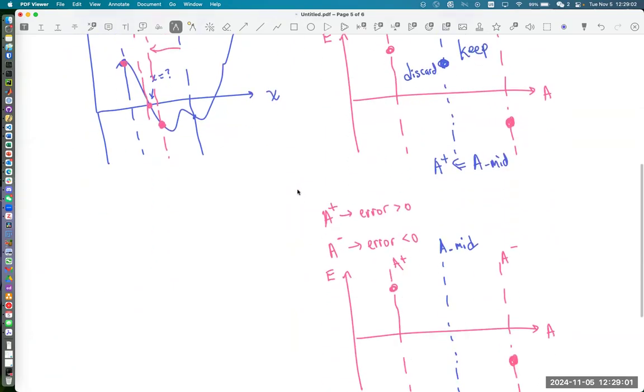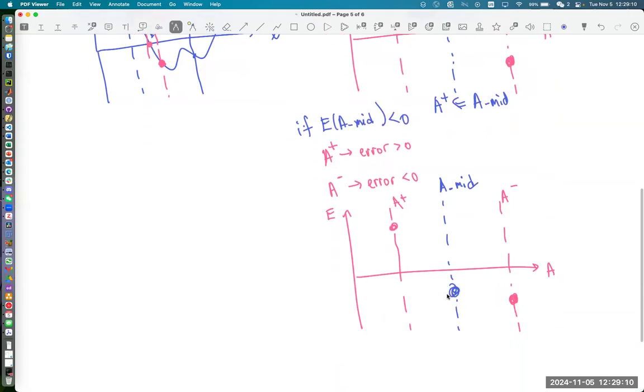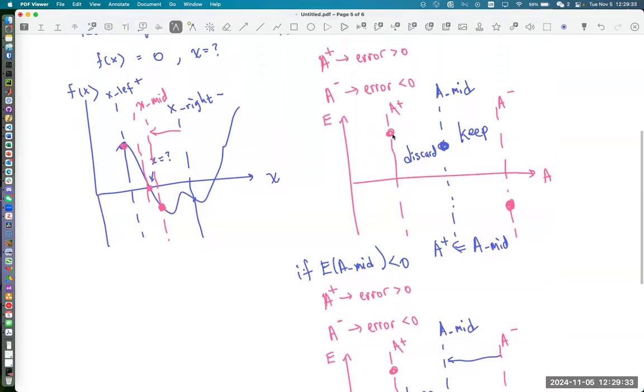And otherwise, if I have a scenario that the error at A middle is less than 0, so it will be like this. So here it's not guaranteed to cross 0, so we will discard this interval. But here it's guaranteed by intermediate value theorem, so I'll keep this. So I'll do this by moving this boundary here. So I'll assign A middle to A minus. And I'll code that up with code.